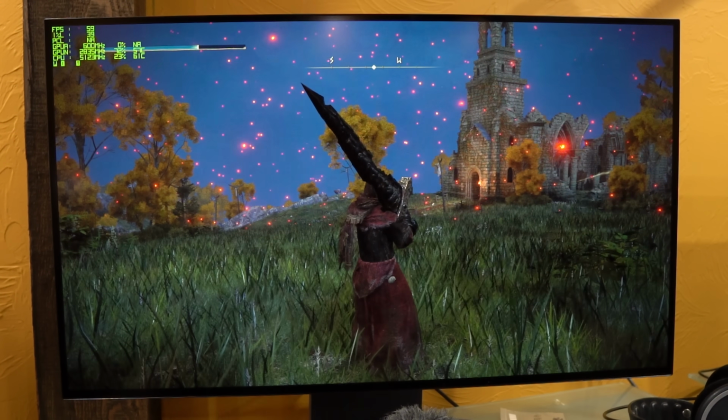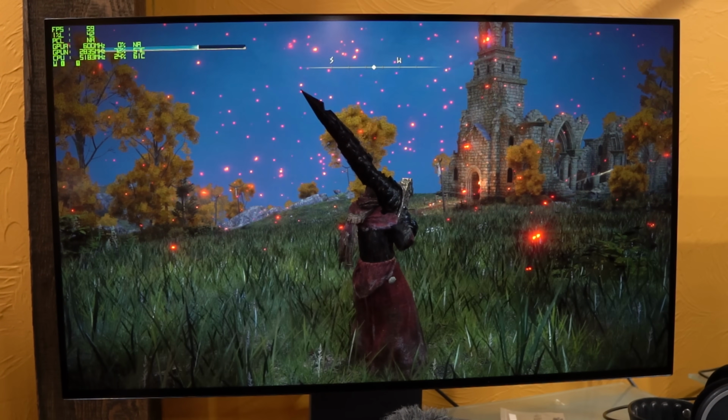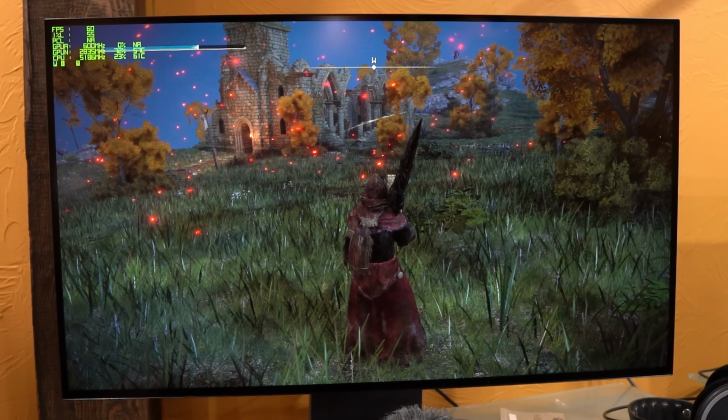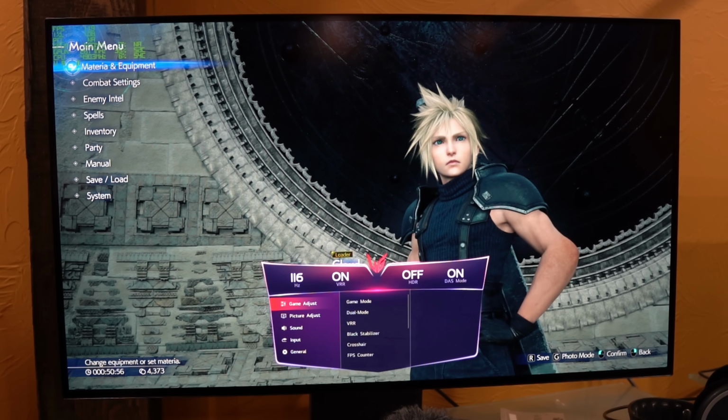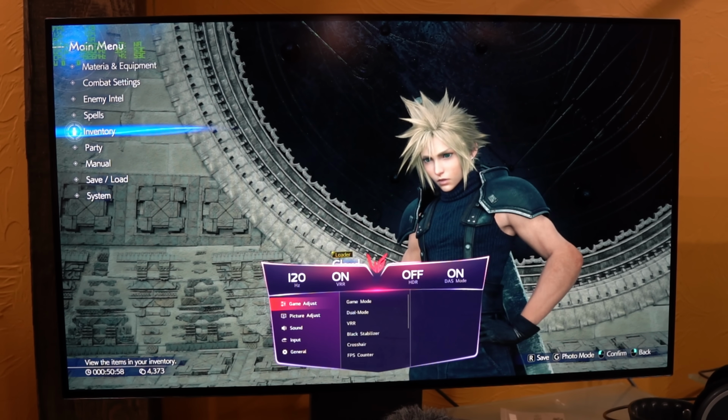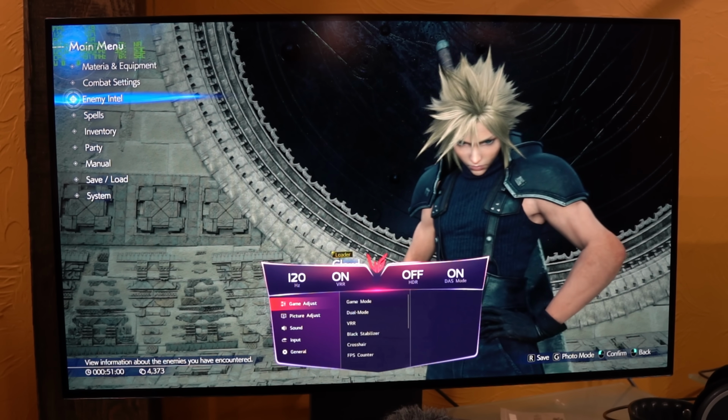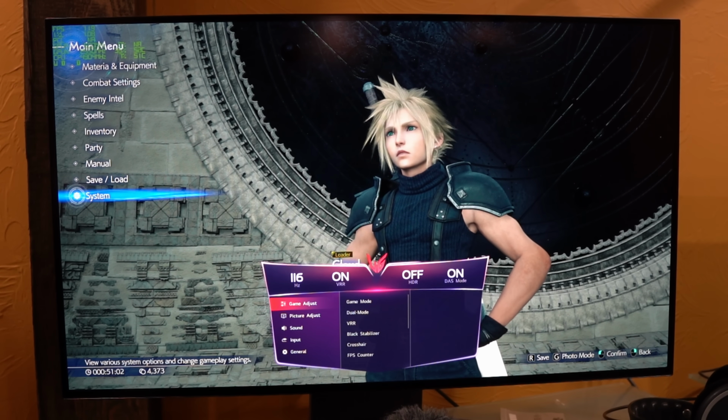However, I'm going to show you guys another issue that I have with Smooth Motion, which is game support. Smooth Motion is not working in Final Fantasy VII Rebirth. I'm only at 120 and this game is capped to 120.